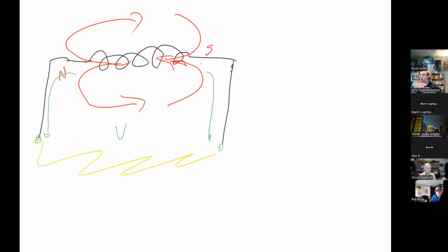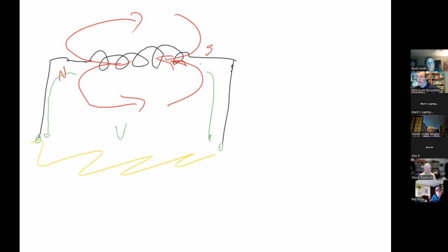Magnetic fields don't like to be disturbed, right? Once they exist, they like to stay there. They don't like to be changed. So if I were to hook up a DC battery to it to make an electromagnet, this thing is perfectly happy doing it. But if I try to take it away or change it, it says, no, I don't really like that. I'm going to fight it.